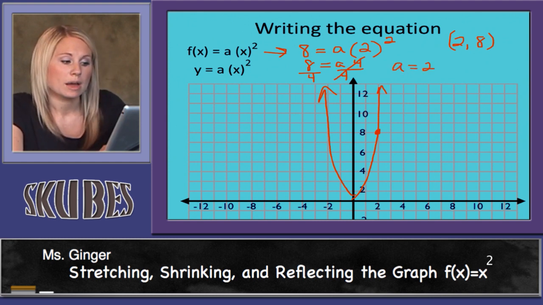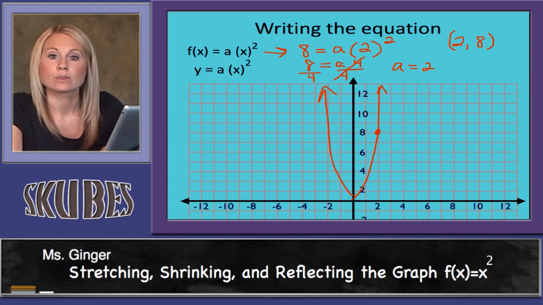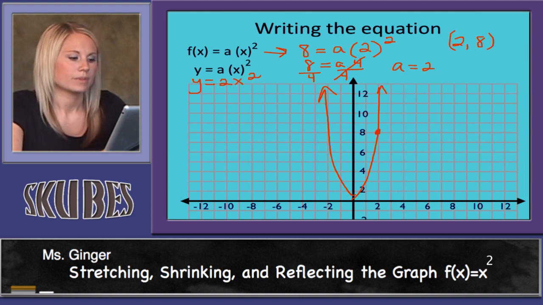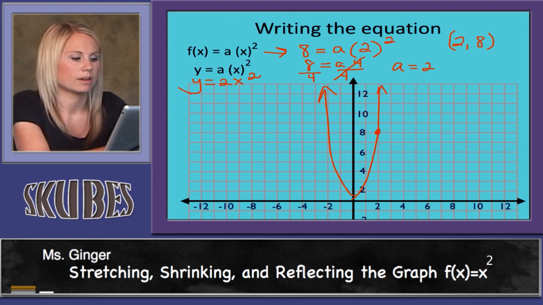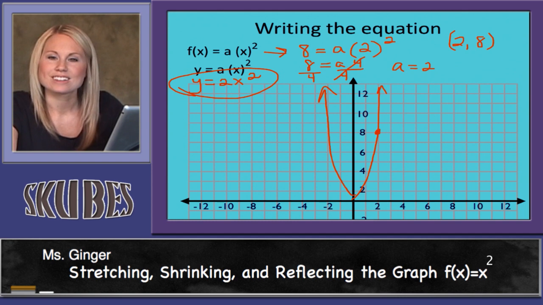So now I know that my parabola has had a stretch occur because that 2 has an absolute value that is bigger than 1. So my equation is actually, since I see it sitting on the origin, y = 2x². I don't see any other translations that have occurred on this graph, so this is my final written equation. And this concludes our lesson on stretching, shrinking, and reflecting the graph of f(x) = x².